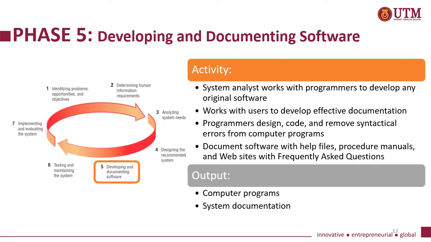Phase 5. Developing and documenting software. There are 4 main activities. 1. The system analyst works with programmers to develop any original software. 2. They work with users to develop effective documentation. 3. Programmers design, code, and remove syntactical errors from computer programs. 4. Document software with help files, procedure manuals, and websites with frequently asked questions. The main output for Phase 5 is computer programs and the system documentation.